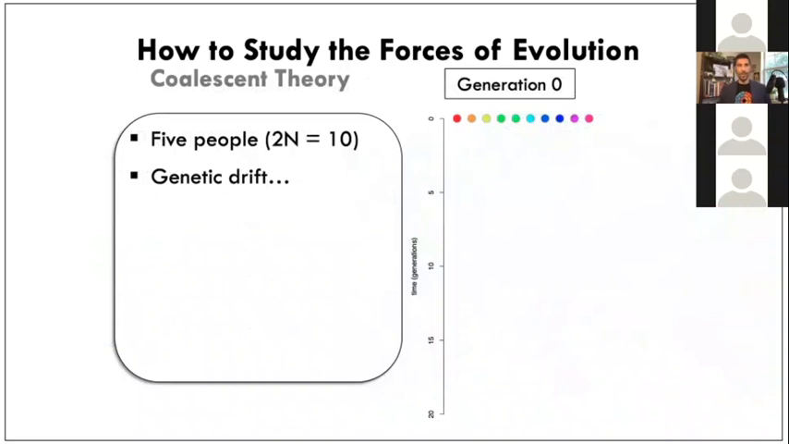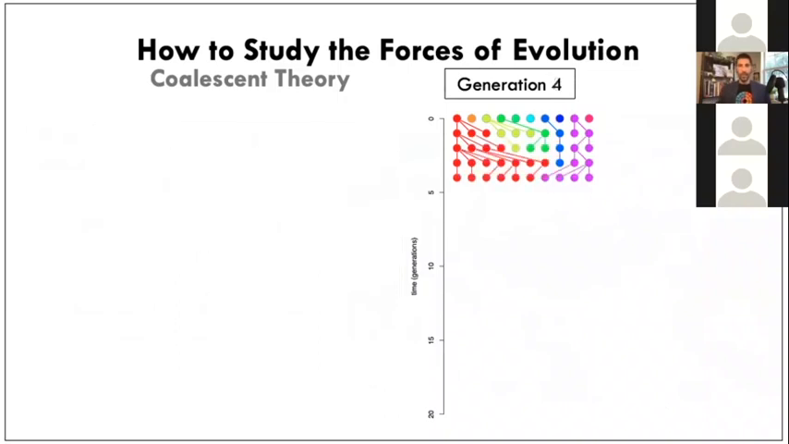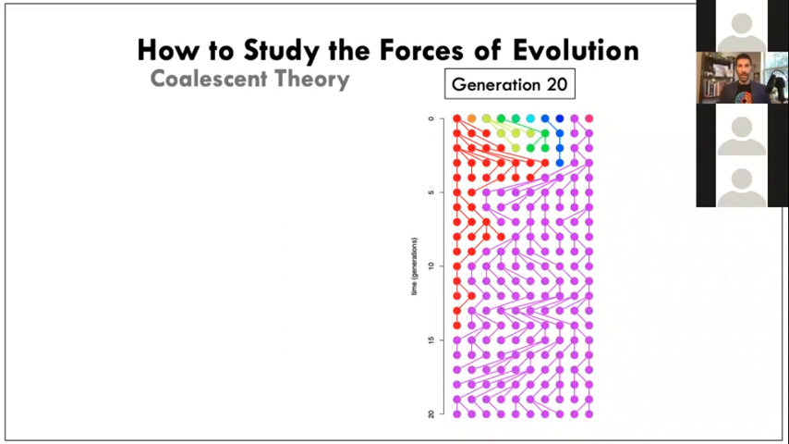Imagine we have 5 people. We'll say that this is a diploid locus, so it has 2 copies. So 5 people, 10 gene copies. And let's say we have genetic drift operating here. In generation 2, what's the probability that people have the same copy from one parent? It's going to be 1/10. If we extend this forward, you can imagine the top is mitochondrial Eve, for example. Over time, there's only going to be one ancestor to the entire population of people, or perhaps mitochondrial haplotypes.